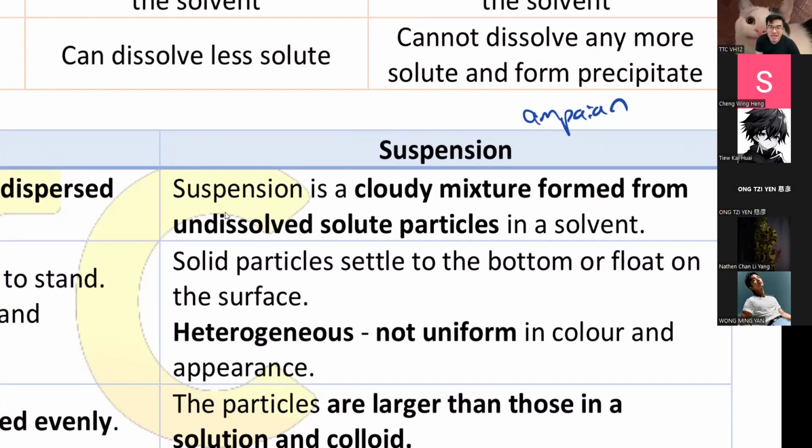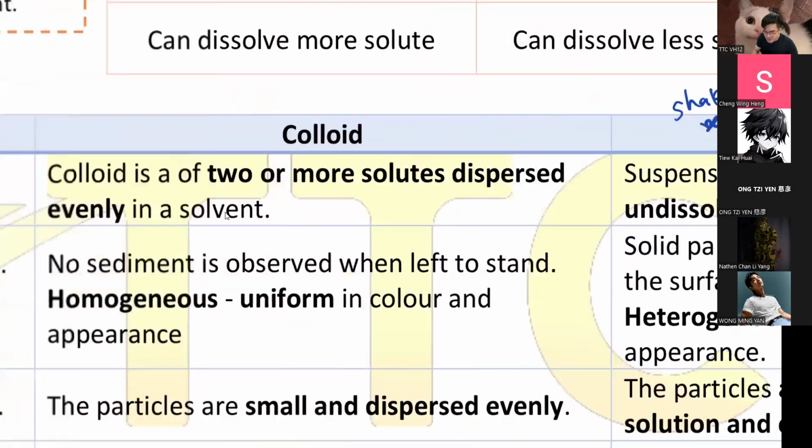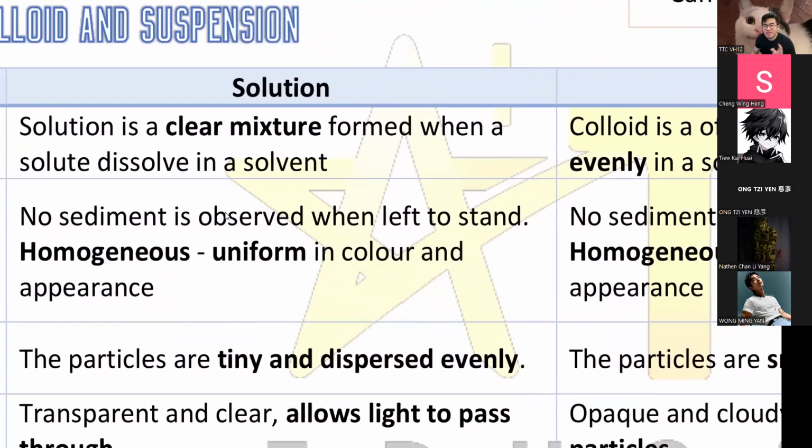Most medicine is this. When you drink cough syrup or sore throat medicine, it will say there, shake before use. Why shake before use? Because if you don't shake this thing, suspension cannot dissolve, so the thing will just sink to the bottom. All the medicine is at the bottom. They are not like solution. Solution no need to shake.